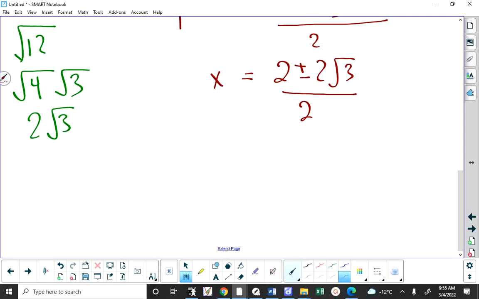When you cancel, you have to cancel a common factor. The shortcut here is you can reduce each of these three terms by 2. The way I prefer to show that is to factor a 2 out of the numerator, and then you can cancel those 2's. So the other solutions are 1 plus or minus root 3. So A is 1, B is 3.